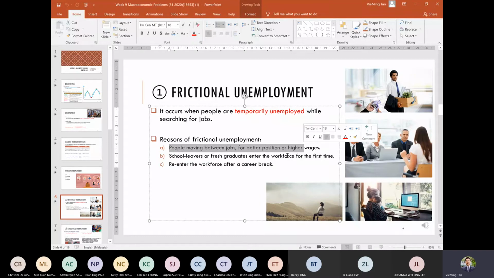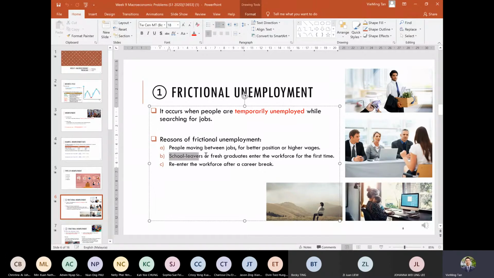Or it can be because they are tired of the job at the moment, so they just want to take a career break for a while, rest for a while, maybe for one year, go traveling. Then after one year, they will apply for a job again. So this type of people is also under the frictional unemployment category.